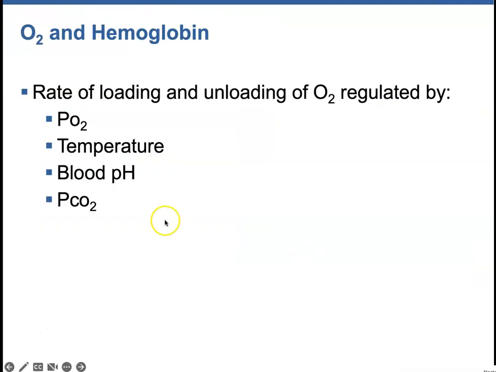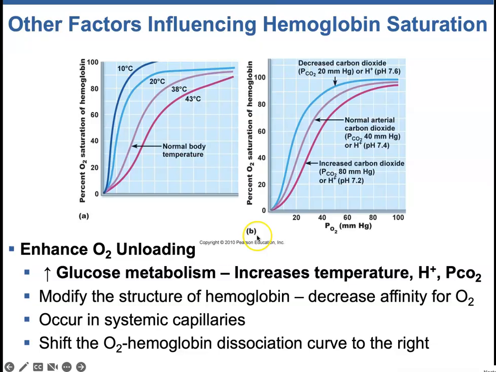So first, let me talk about this rate of unloading and loading that is regulated based on partial pressure of oxygen, temperature, and the pH of the blood, so how acidic or how alkaline you are. And remember that pH will also be impacted by the concentration of carbon dioxide in the blood. So what happens when you have a fever? Say you're sick. When you're sick, you're going to have greater glucose metabolism. Your body's going to be more active because your body is trying to help you get better. So metabolically, you're more active, and your fever is going to go up.